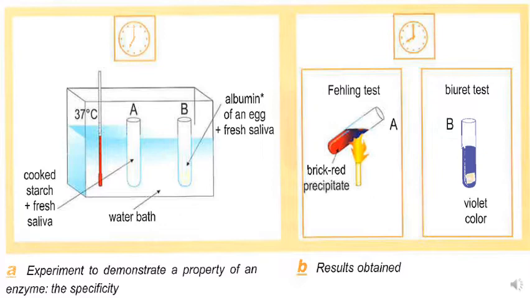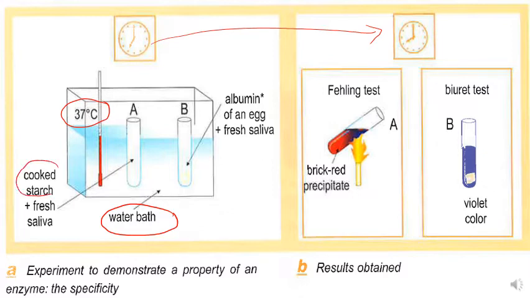In this experiment, we have the conditions in figure A, and in figure B, we have the results obtained after 1 hour. Here we have two test tubes. They are placed in a water bath where the temperature is 37 degrees Celsius. It's the normal body temperature. In tube A, we cooked starch plus the enzyme.